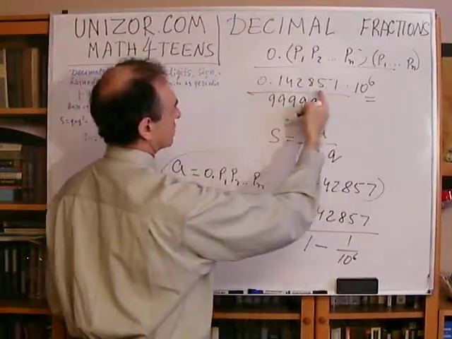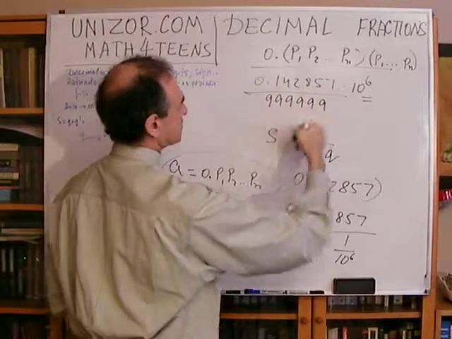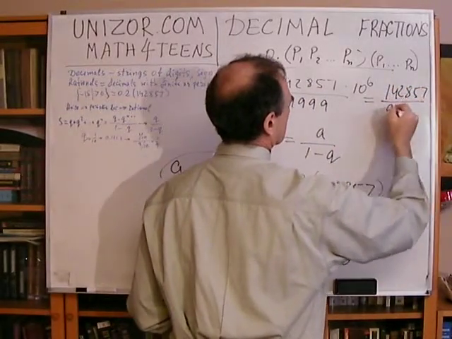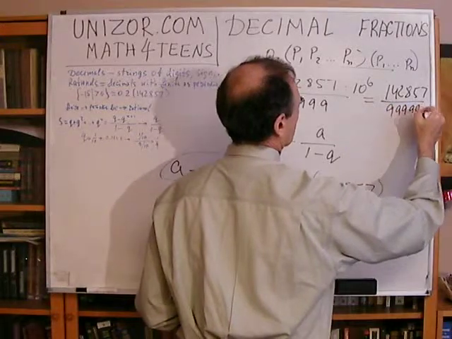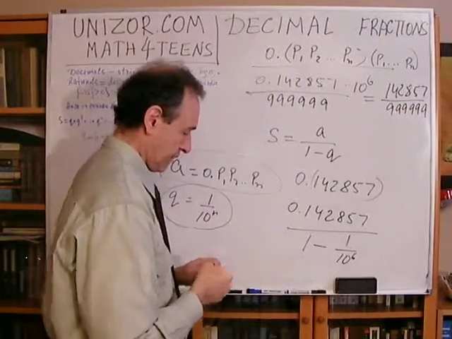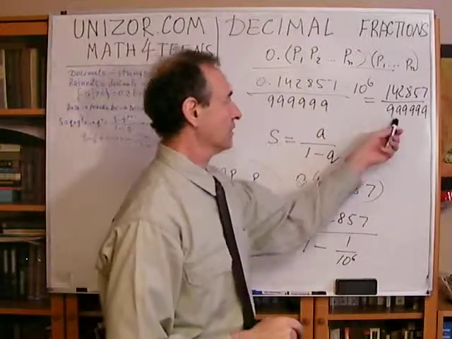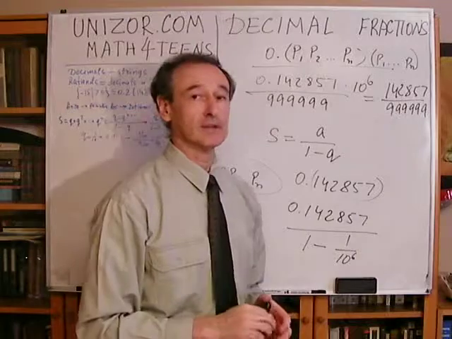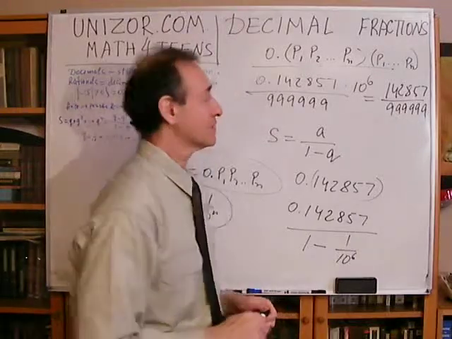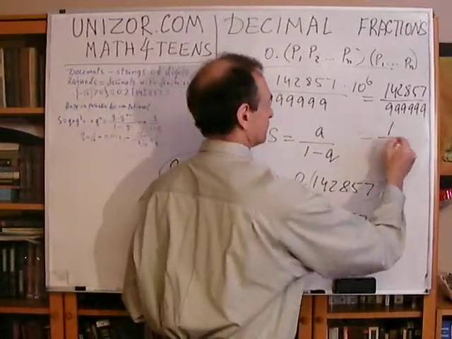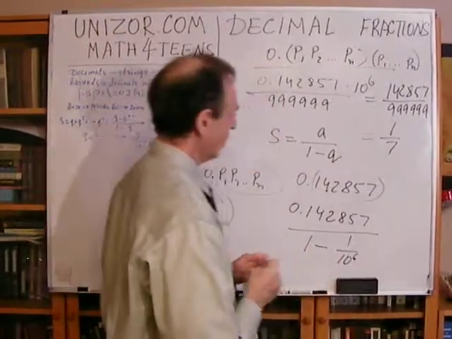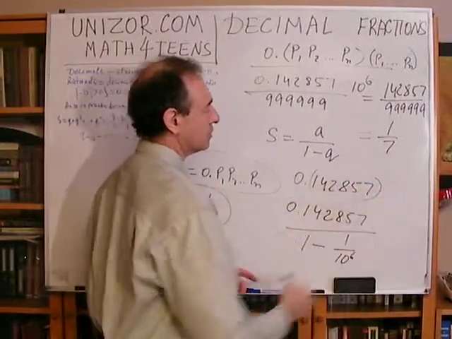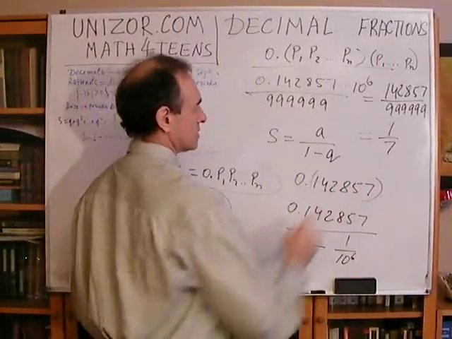We shift the decimal separator six positions to the right, so it's 142857 divided by 999999. Well, I'm not going to do it, but I believe anybody can divide 999999 by 142857 and get 7. So this is equal to 1/7. So this periodic fraction, 142857 in period, is exactly 1/7.